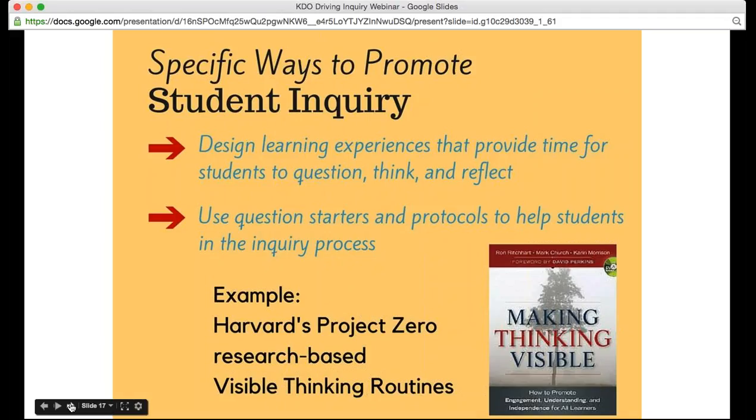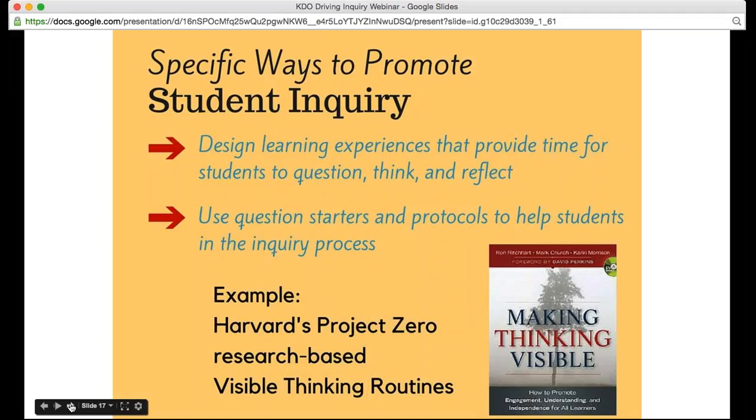I think one of my favorite resources to help with these kinds of protocols is through Harvard's Project Zero. You can see the cover of the book, Making Thinking Visible, which would be one of the resources that can help in this effort. They also have a website about the visible thinking routines as well. And this provides some really great starting points and structure for having students engage in this sort of thinking and process. So I definitely recommend that if you haven't already learned about or used these visible thinking routines, to take a look at how they can be implemented in your class.